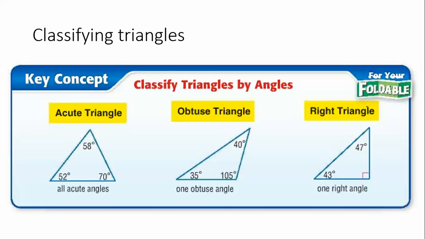We also can classify triangles by angles. So when we're classifying triangles by their angles, if they're all acute angles, which means they're all less than 90 degrees, then we have what's called an acute triangle. If any one of the angles of a triangle is obtuse, or greater than 90 degrees, it's an obtuse triangle. If you have a triangle that has one right angle, it is a right triangle. So we can classify triangles based on angles.